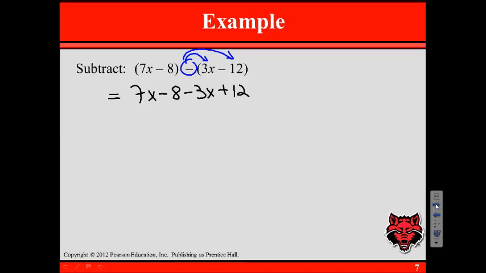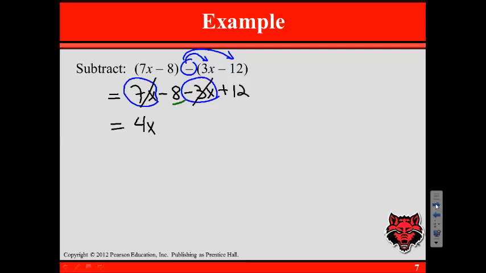So going through a similar process, we start with the first term, 7x. We find other x terms. Here we have a negative 3x. When we combine the coefficients, 7 minus 3 is 4, so we're left with 4x. We're finished with each of those two terms.